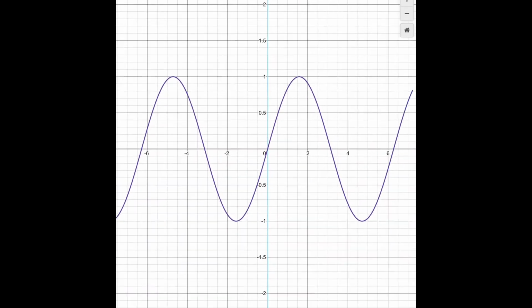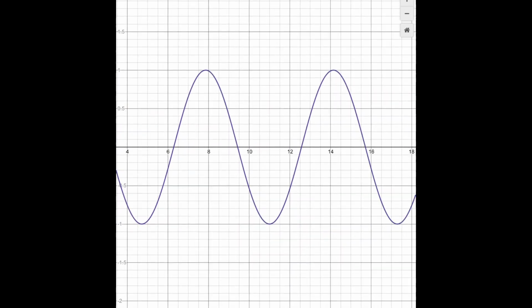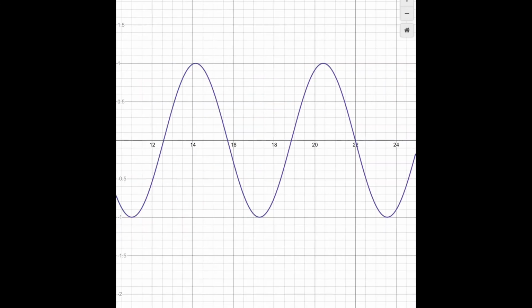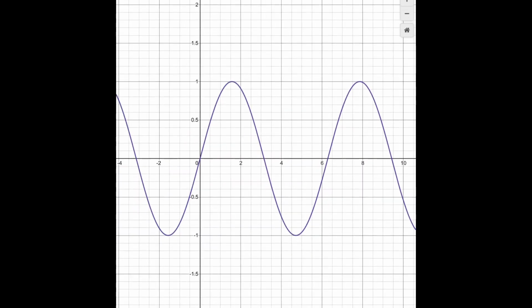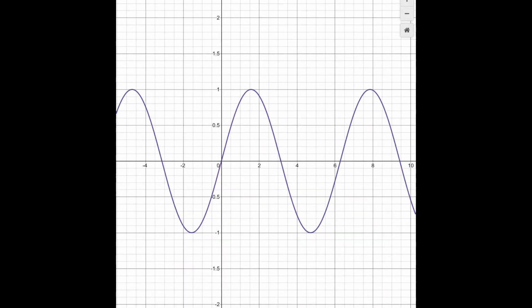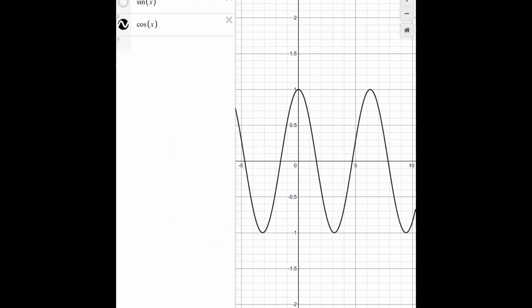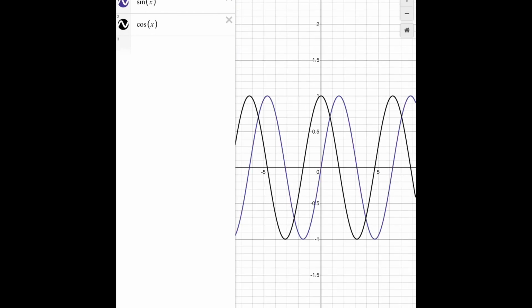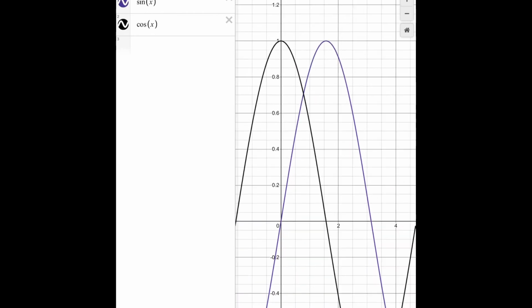Again, I can see that, hey, it's going forever left and right. I don't have any holes in it. There's no gaps. However, it's fluctuating from this +1 to -1. And if we were to turn this one off and put cosine on, you can see that they're similar. They look very similar, but they have different starting points. So they're a little bit off, okay?